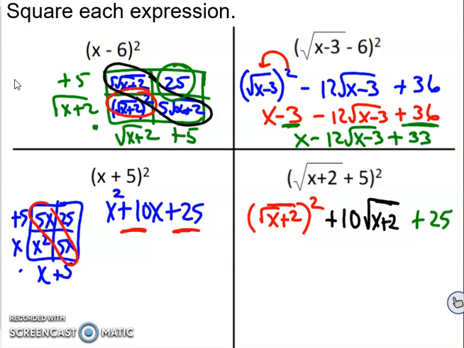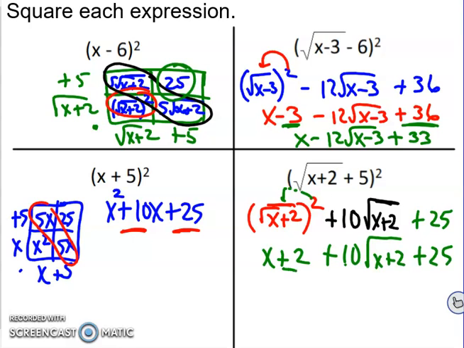Alright, so this is going to be the last problem for this video. So I square this, and I end up with x plus 2, plus 10 times the square root of x plus 2, plus 25. You have common terms: 2 and 25 are constants. So we're going to add those together. That gives us a final answer of x plus 10 times the square root of x plus 2, plus 27.